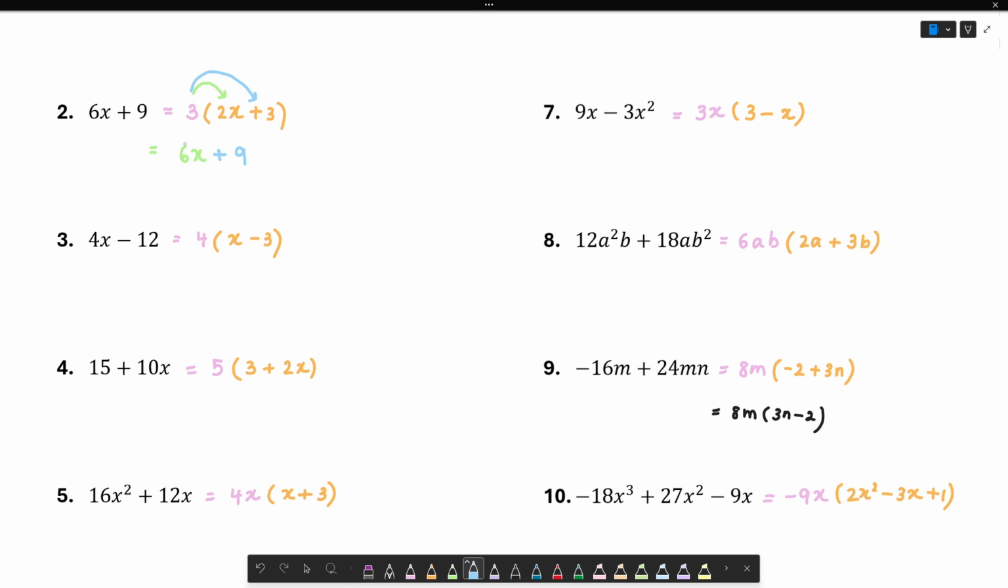And there you have it. This is how you factorize your brackets.